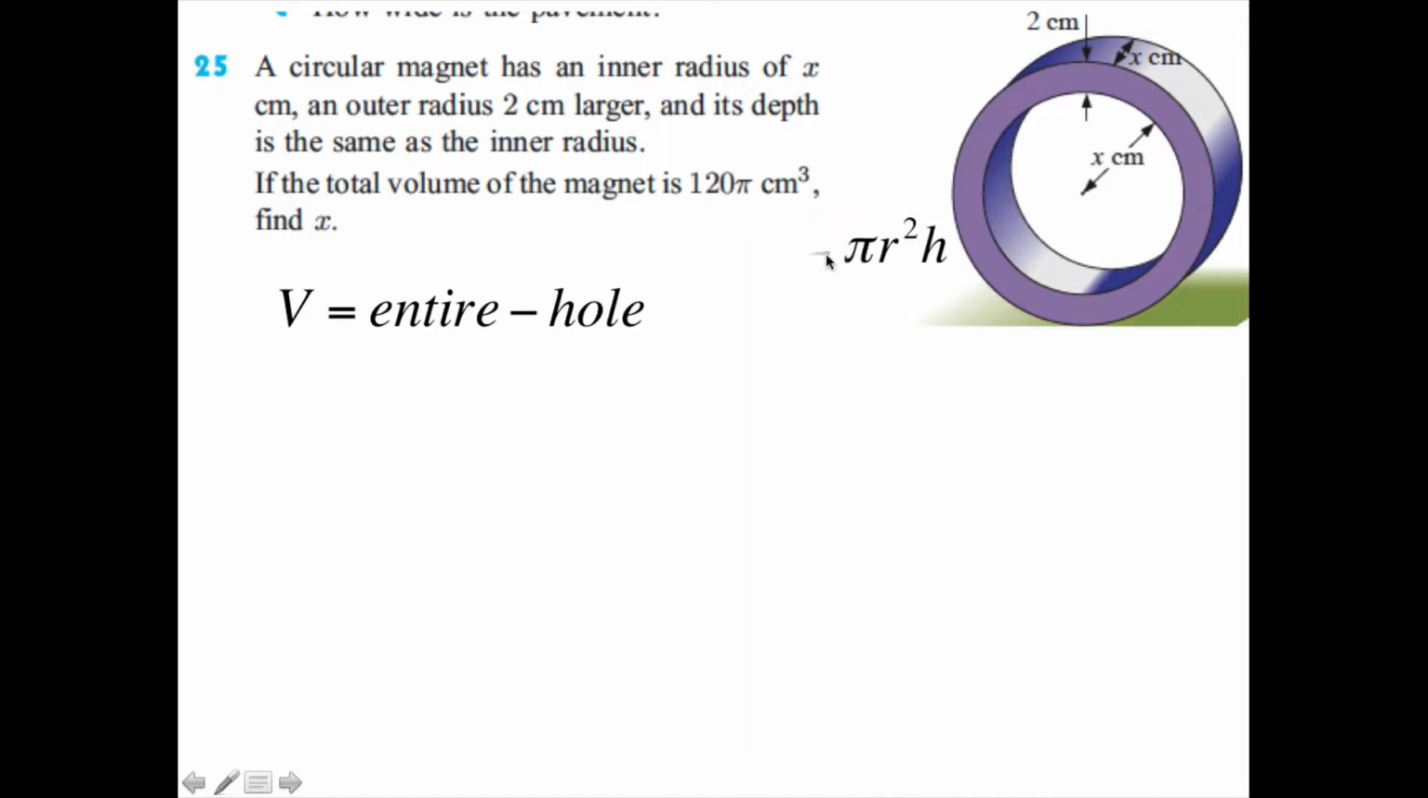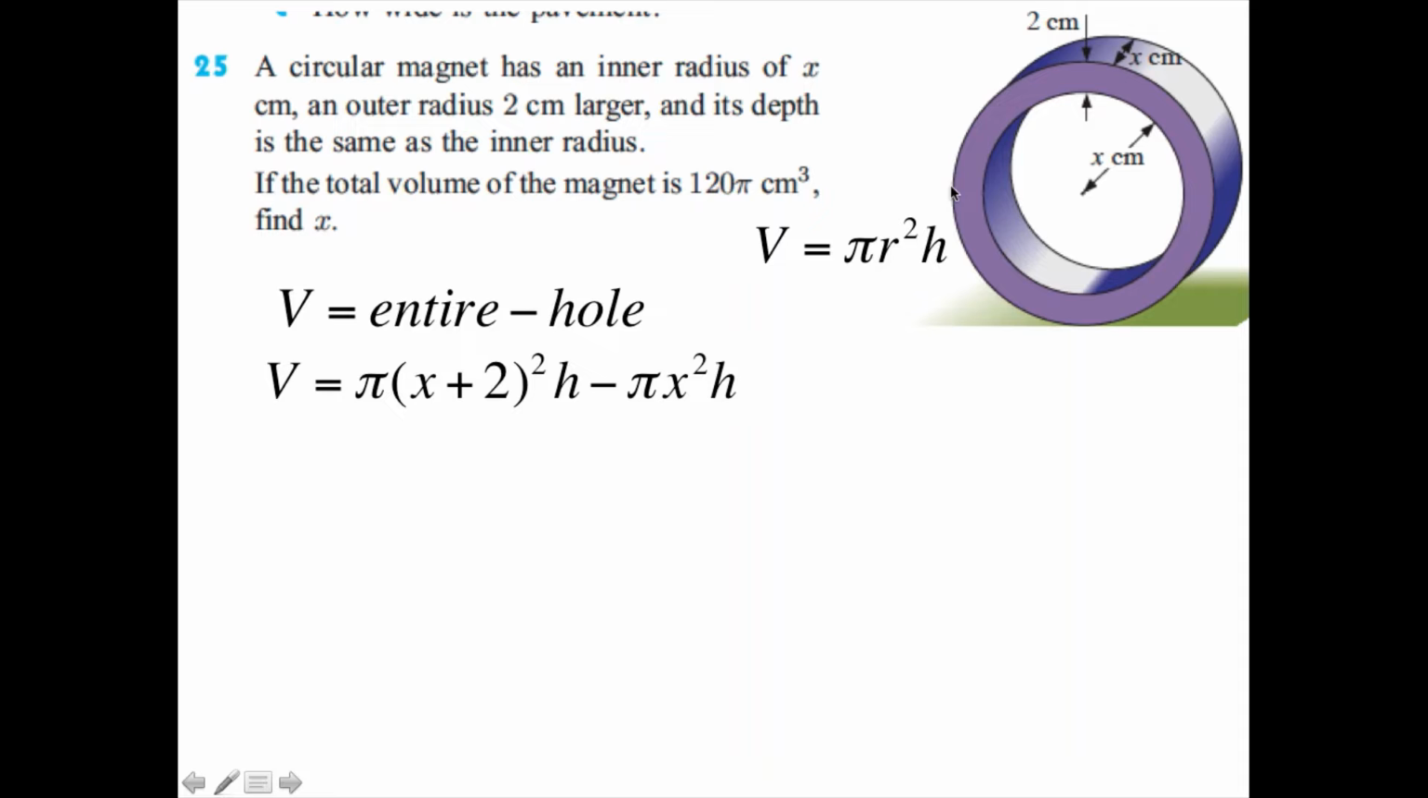All right, the entire thing minus the hole. So again, the volume of a cylinder is that formula. We're going to use that volume formula twice because we're going to find the volume of the entire shape, and we're going to subtract the volume of the hole, which is also a cylinder. So here's the formula we get from there. The volume of the entire thing.